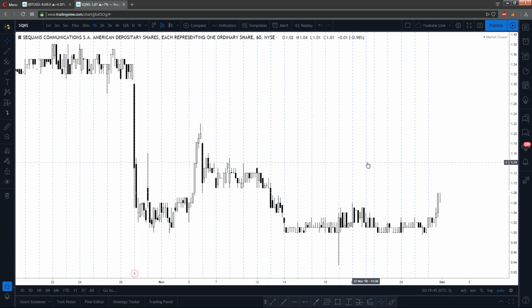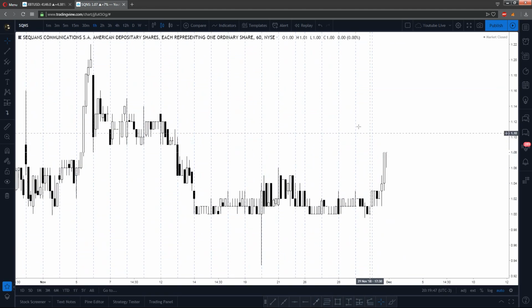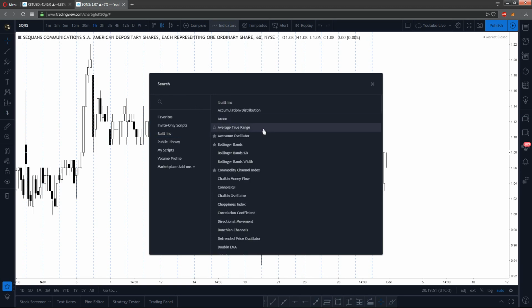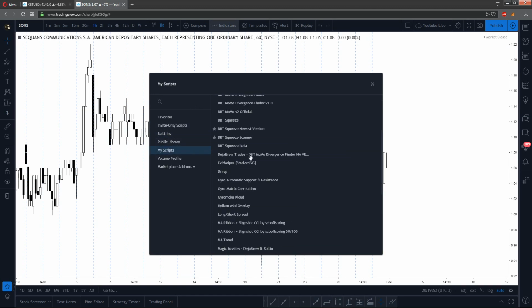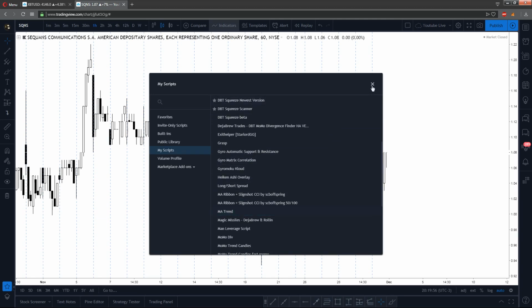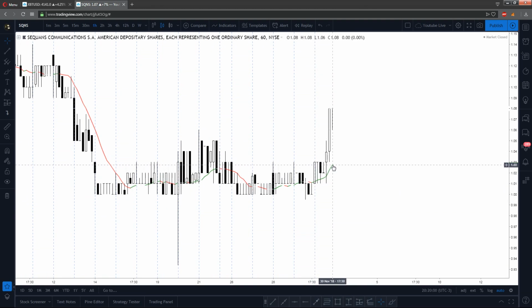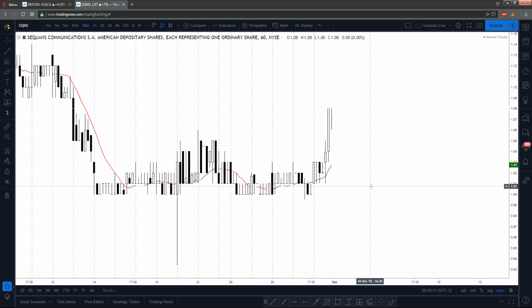Let me close the screener. First, let me throw on my indicators that I'm going to be using for this setup. So I have an indicator that is just a 12 moving average. The only thing fancy about it is it turns green when it's rising and it turns red when it's falling. If you don't have this indicator, you can just throw on a standard 12 moving average or whatever short term you like. You can use like a 10 or a 15, but I use a 12.